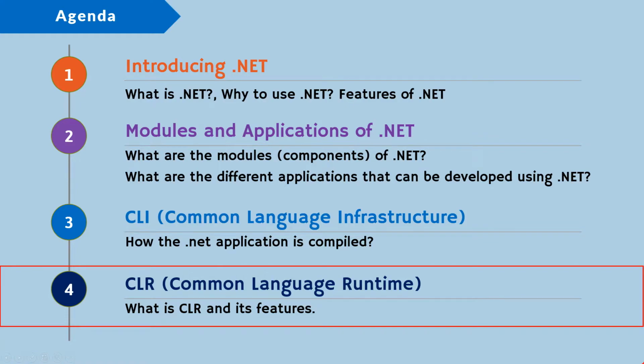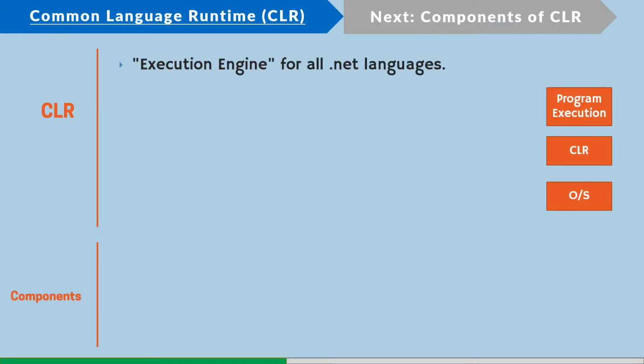This lecture explains about CLR and its components. CLR stands for Common Language Runtime, which is the most important component in .NET. CLR is the execution engine of .NET programs. That means any .NET program that is written in any .NET language must be executed based on CLR only.